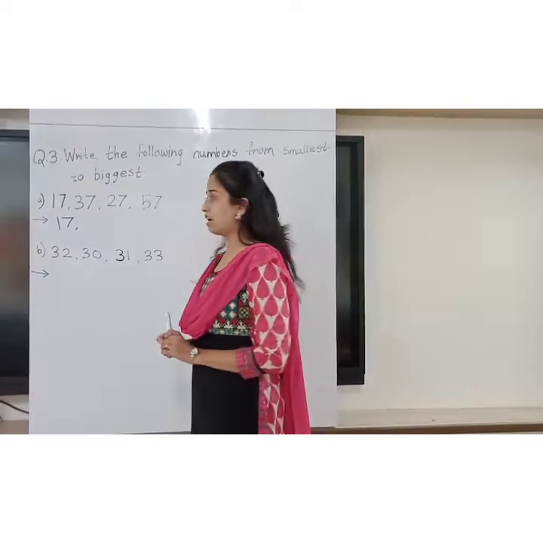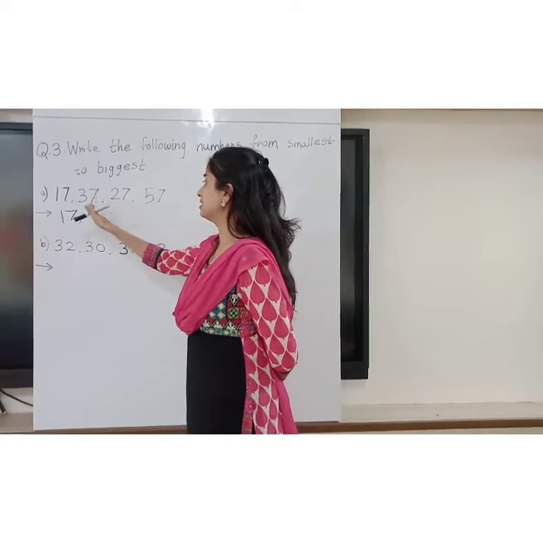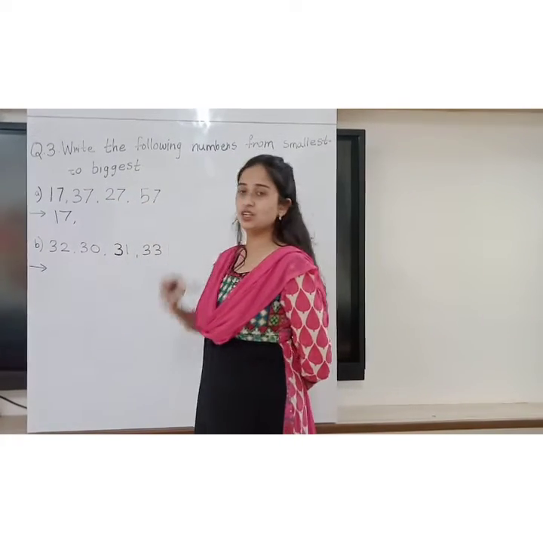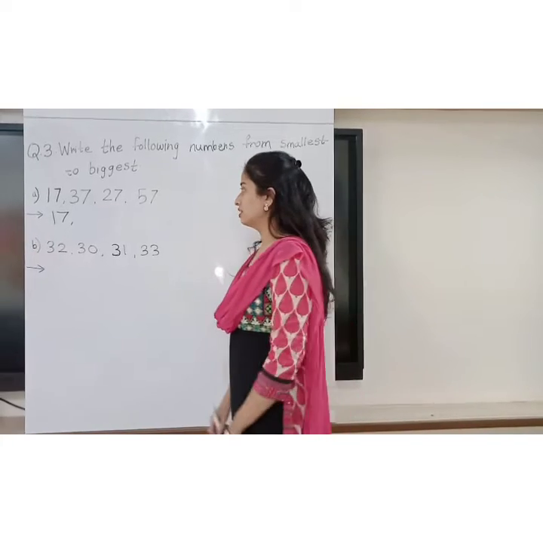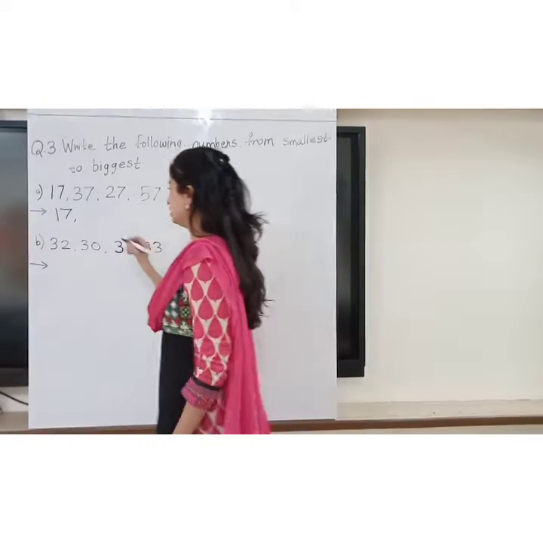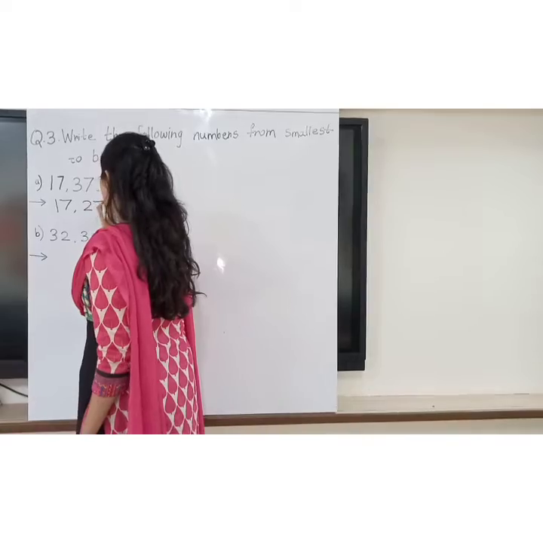Then which number comes after 17? From this 37, 27 and 57, which is the next smallest number? It is 27. So I will write 27.